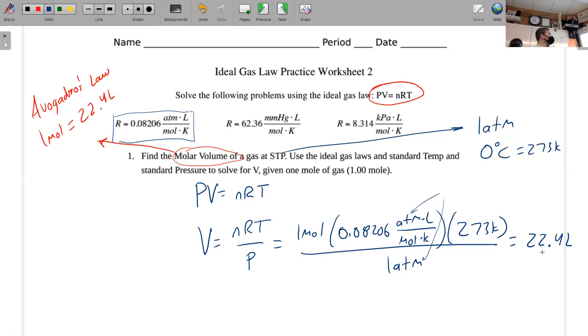You could also use 62.36 millimeters of mercury liter per mole Kelvin, so long as you use 1 atmosphere of pressure in millimeters of mercury, or use 8.314, but with the pressure in kilopascals. That's the same thing. It's just kind of overkill to use the ideal gas law if the conditions are STP conditions. But we try to adjust things to standard temperature and pressure, because then you can just use a conversion factor of 1 mole to 22.4 liters.